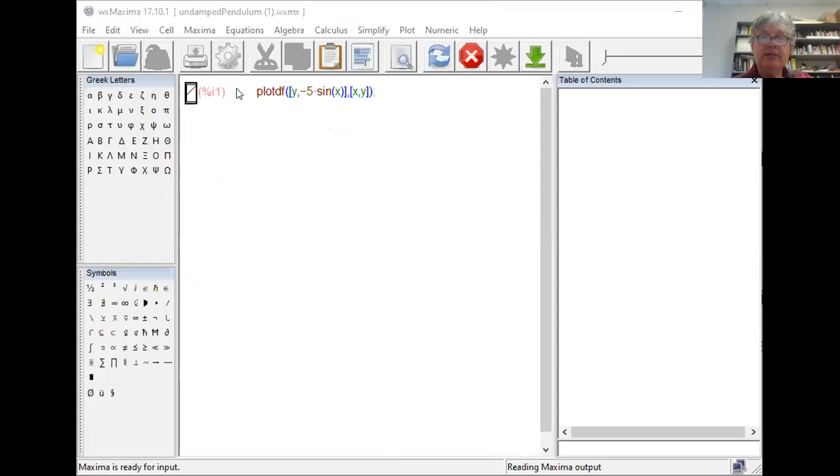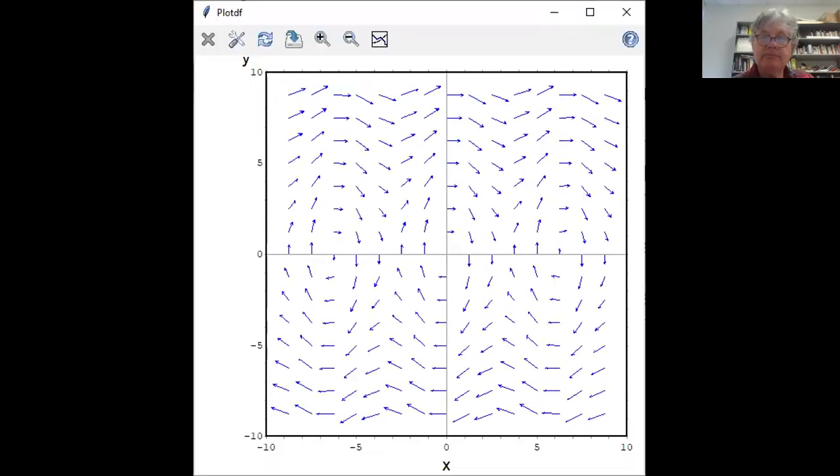Okay, so let me see now if you can see that. Okay, so here is our phase plane. So this is the phase plane for the undamped pendulum. And if we click on a spot, that's like giving the problem initial conditions, and it will go forward in time and backward in time to give some sort of trajectory.